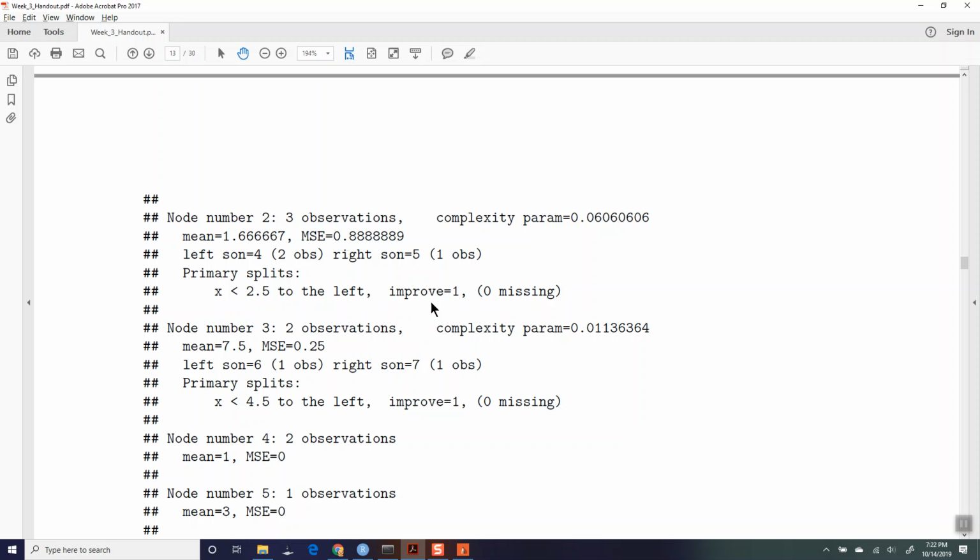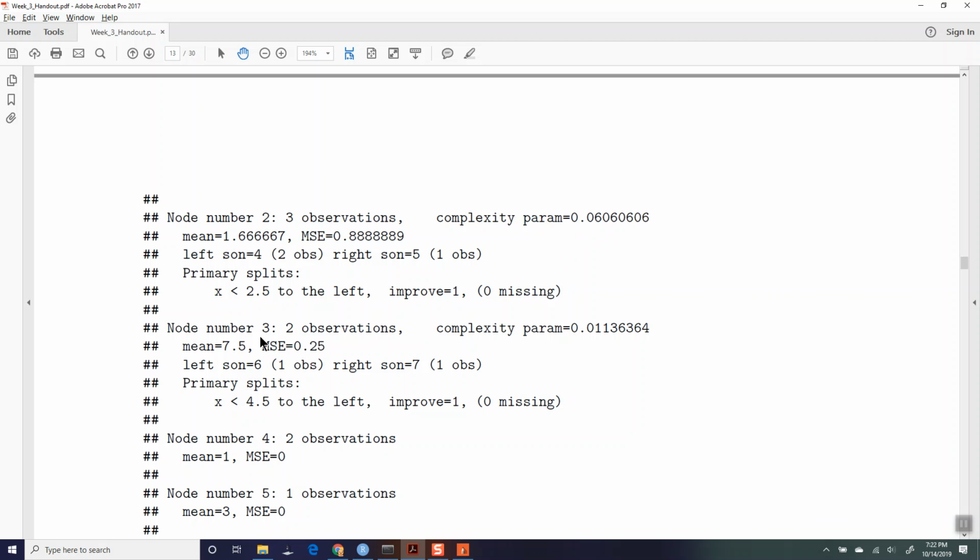The improvement here is 1 because we reduced it from 1.667 down to 1, which as a proportion of this data is 100% of the error, of the RSS in this node, okay? But compared to the original data of 44, it's only around 6%, okay?